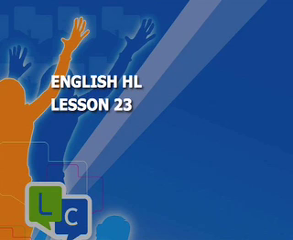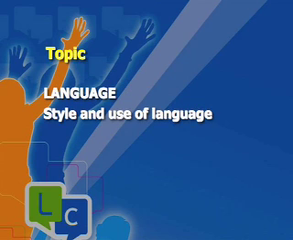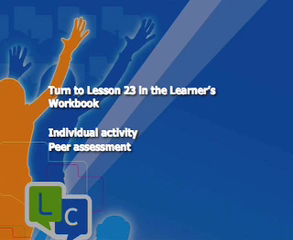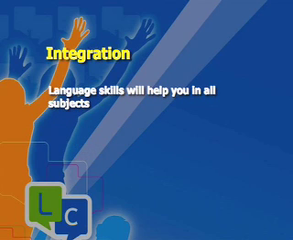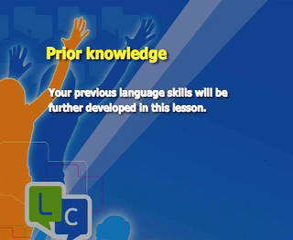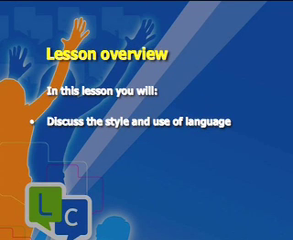English Home Language, Lesson 23. Topic: Language. Style and use of language. Turn to Lesson 23 in the Learner's Workbook. This lesson includes an individual activity with peer assessment. Integration. Language skills will help you in all subjects. Prior knowledge. Your previous language skills will be further developed in this lesson. Lesson overview. In this lesson you will discuss the style and use of language.